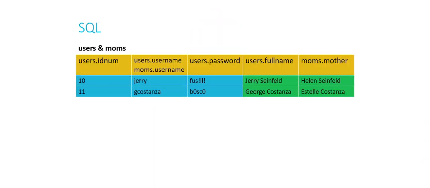But remember that for this query, we didn't want everything. It wasn't SELECT * FROM users JOIN moms WHERE users.username = moms.username. We just want the full name and the mother's name. And so that's what we extract. That really long query just results in us getting this set of information, users.fullname and moms.mother, for every row in both tables where the username happens to be the same.